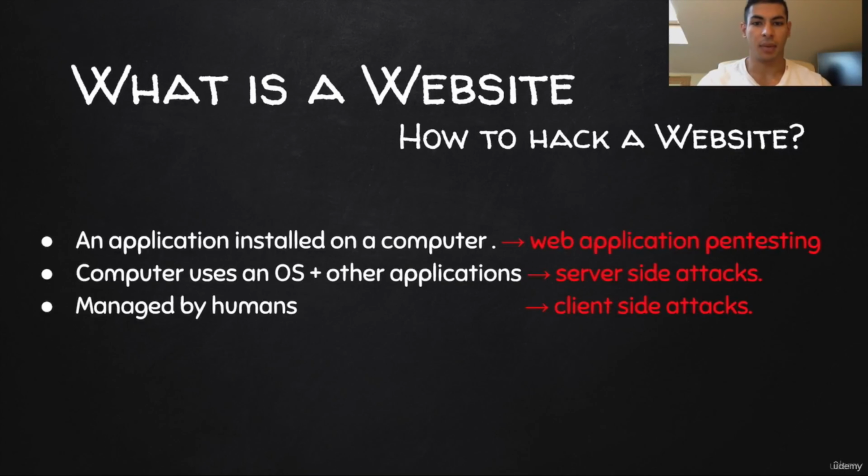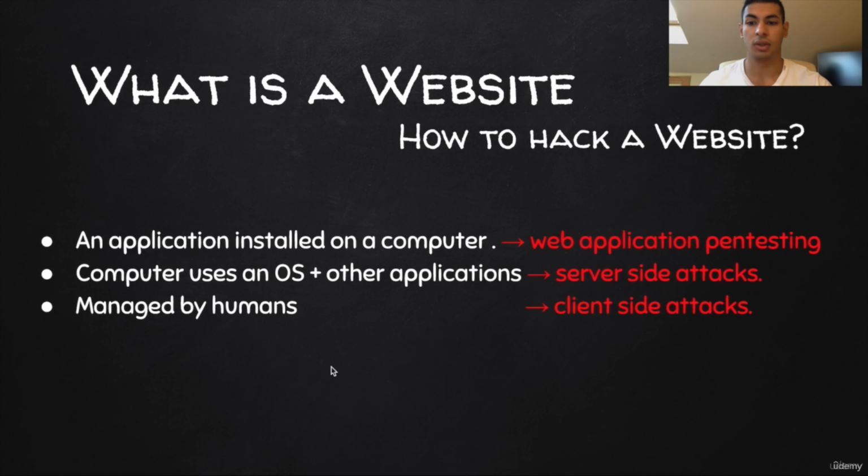How would you attack a website? You can use the methods that we learned so far into attacking a website, because we said a website is installed on a computer. So you can try to attack it and try to hack it just like another computer. You can try to use the server-side attacks, try to see the web server installed, the operating system, all the other applications, and see if any of them has any vulnerabilities, and if you can use any of them to gain access to the computer.